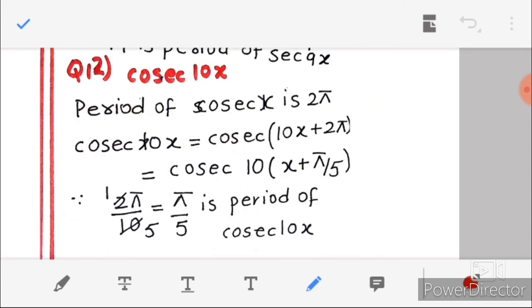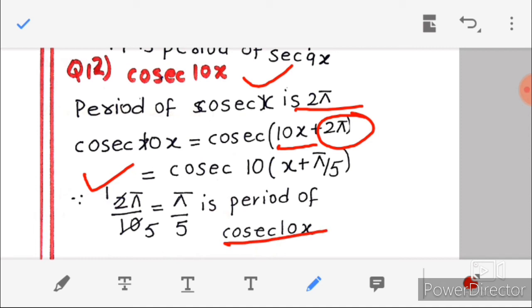Question number 12, cosecant 10x. We have to find the period of this function. Cosecant is the reciprocal of sine, so its period is 2 pi. 10x plus the period of cosecant, 2 pi. Now taking 10 common, we get 2 pi divided by 10. From here, 2 pi divided by 10, 2 ones are 2, 2 fives are 10, we get pi by 5. This is the period of cosecant 10x.